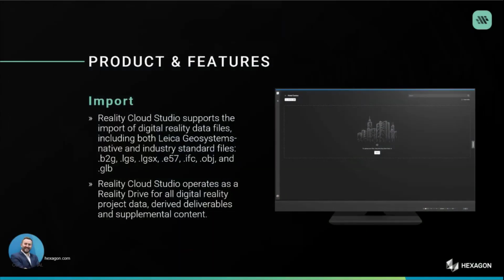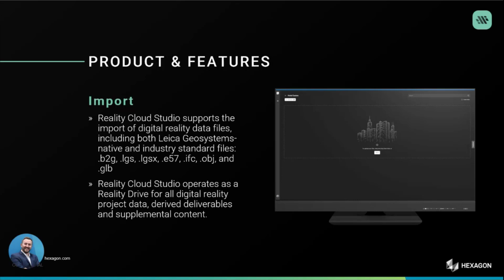Okay, so on the import side, you're probably sitting there watching this session, and you most likely are a Hexagon or Leica Geosystems customer. That's normally the way with these sessions, but of course we have to support lots of different formats, and I think I've touched on the formats that we support. Our BLK2GO is natively supported, LGS. There's also LGSX, which is an evolution of LGS, which will be coming later this year. E57, IFC, OBJ, GLB, both mesh formats at the end. Because we talked about this reality drive, we wanted it to be as open as possible.